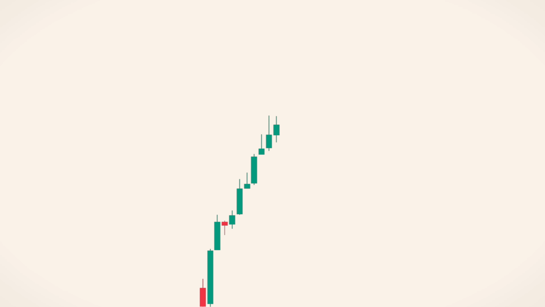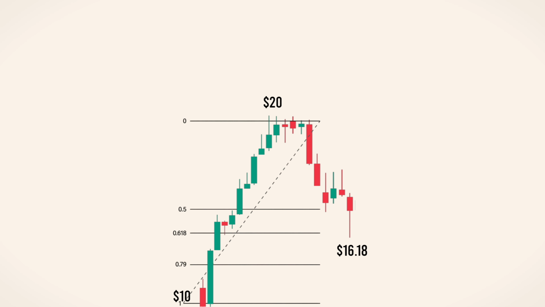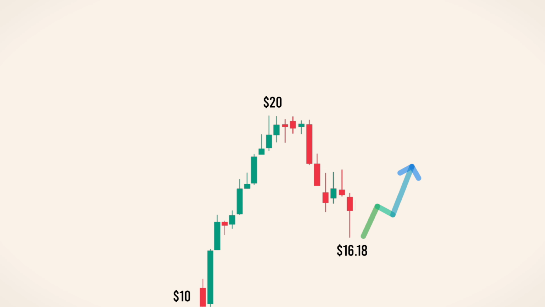Imagine a stock in a vertical rally, moving from $10 to $20. That $10 move is our flagpole. The stock then declines to $16.18. If you're a fan of Fibonacci, you'll recognize that as an almost exact 61.8% golden ratio correction. Once the stock starts to advance again from that $16.18 level, point A, we calculate our swing target.